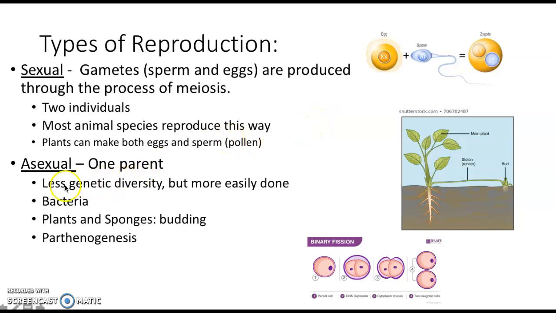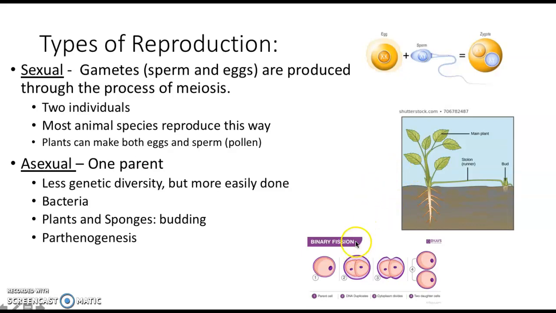Okay? The other type of reproduction is asexual. That takes one parent. It's easier, but you get less genetic diversity, and this happens in plants. Plants do it a couple different ways. They can make this little runner that makes a new plant coming off the original plant, and they can also just make little buds off the edges of their leaves that fall off and become a new plant.